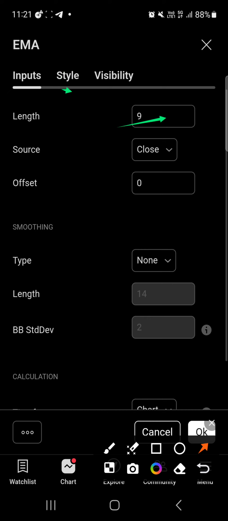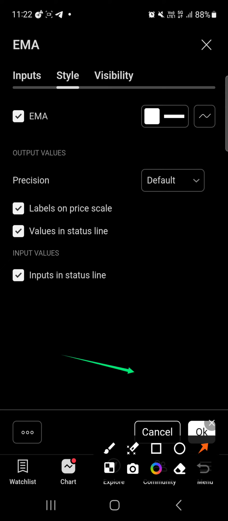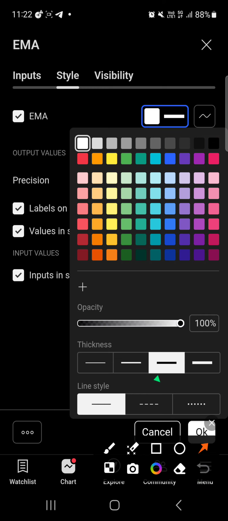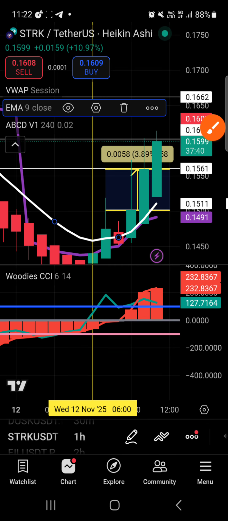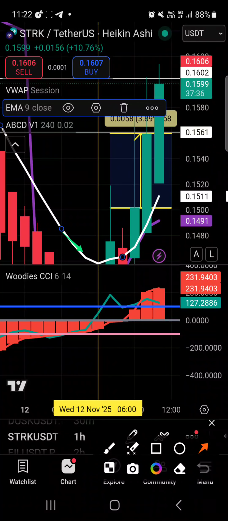Then in style, I put the color to be different from the other one. As my chart is dark, I put the white color to make the difference. Then I make the line bigger, and I tap on okay. So as you can see, the white line is the moving average line.